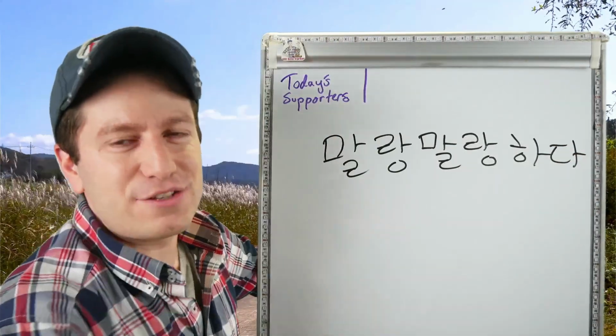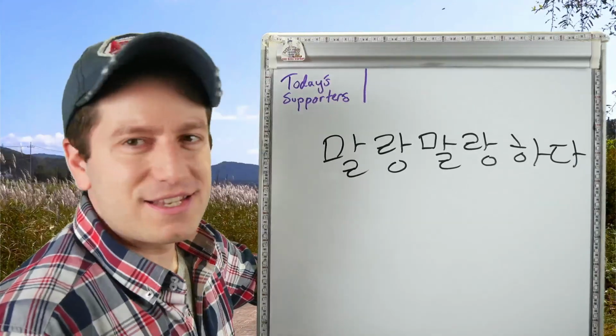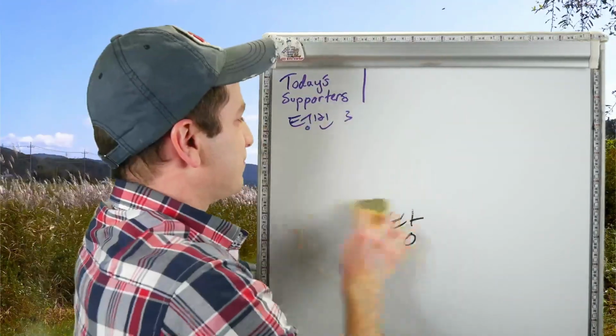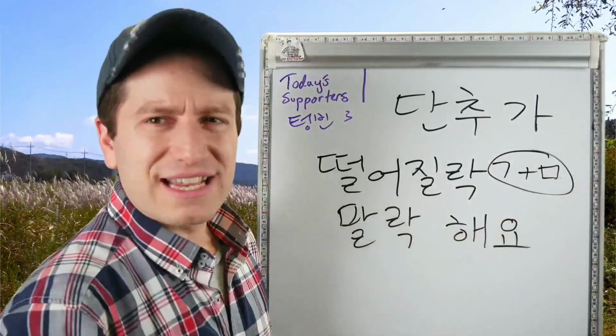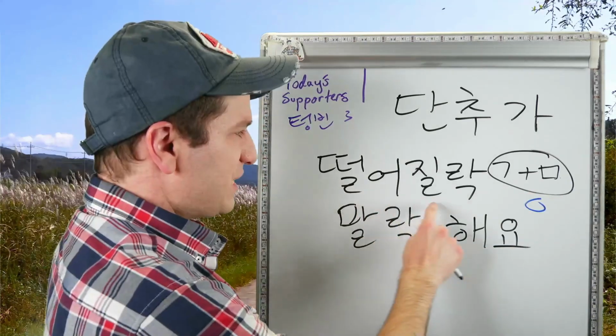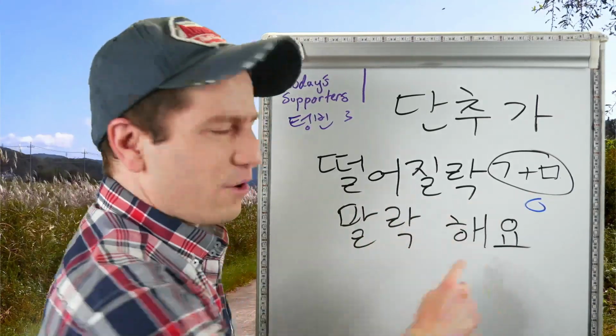This form has nothing to do with 말랑말랑하다. This is the verb just for something being very soft. This is not the form we're doing today. What happens when you get this sound plus this sound? What happens when these letters meet together? You get this. 떨어질랑 말락해요.